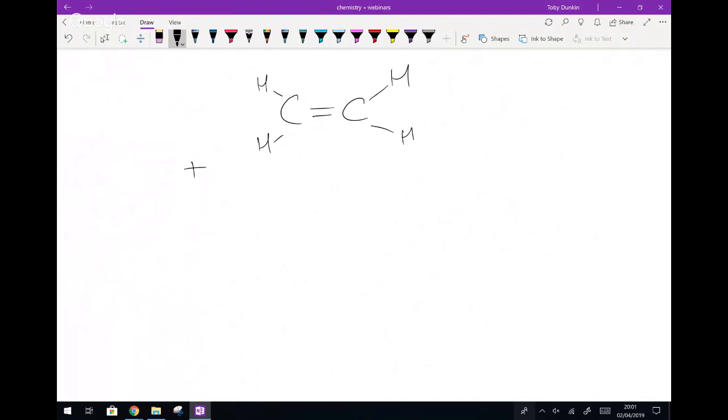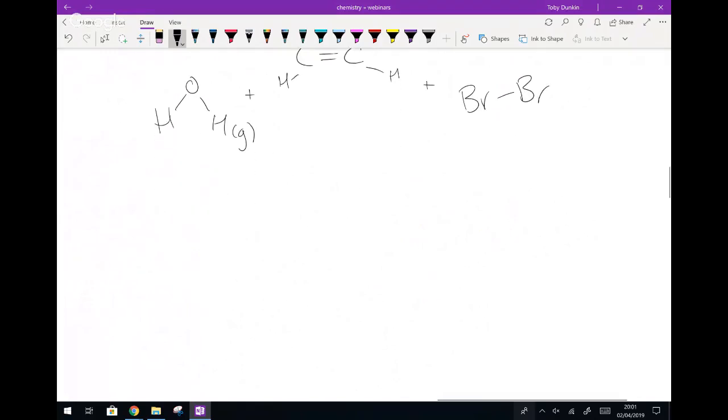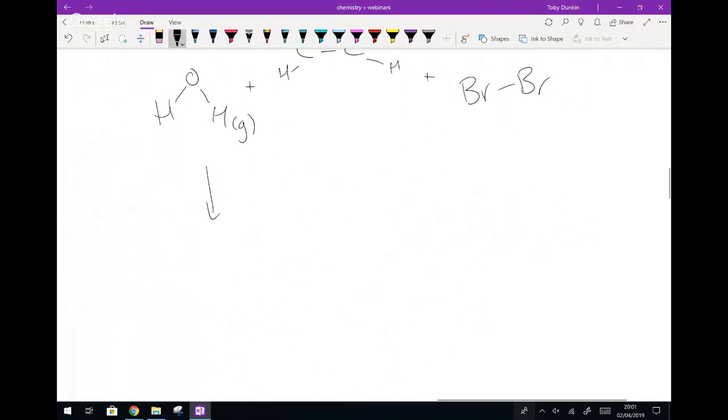Number one is add steam, and notice how I draw the water, H2O, with an actual structure. I'm going to move that plus because it's too close in my opinion. We could also add, let's do bromine water. It's always a good one. So we've got steam and bromine water. And then what's going to happen is the double bond is going to break open and I'm going to attach them across that double bond.